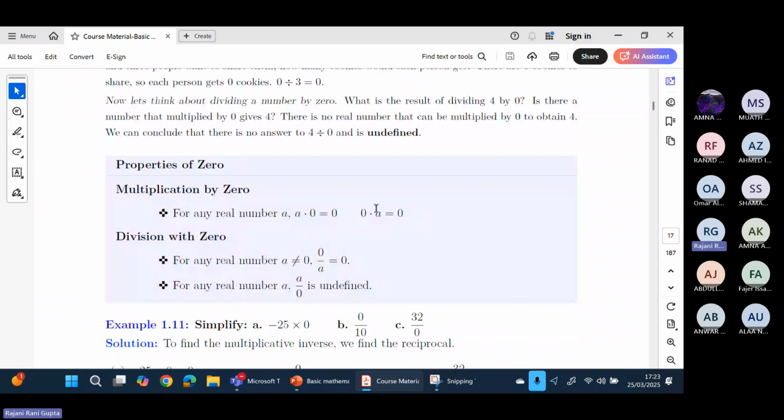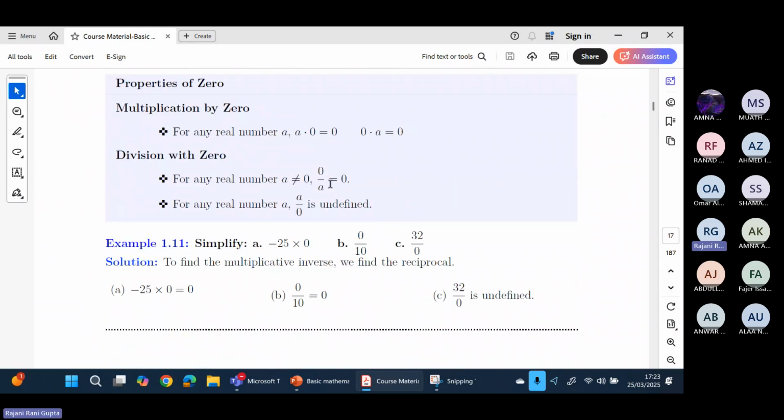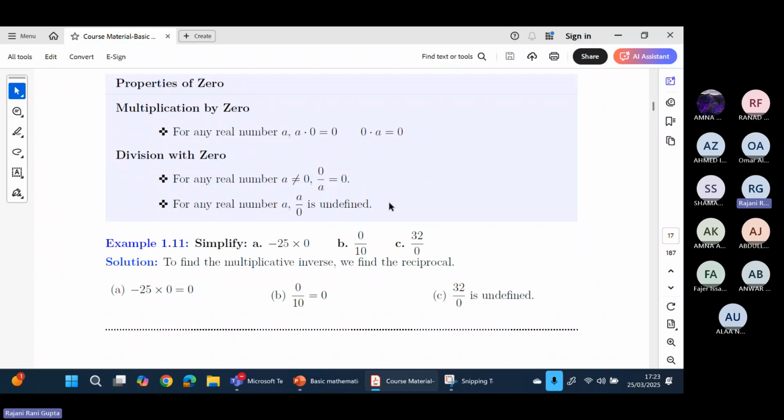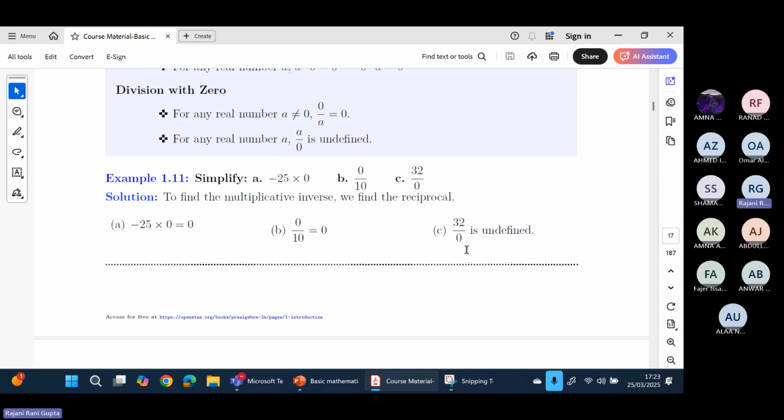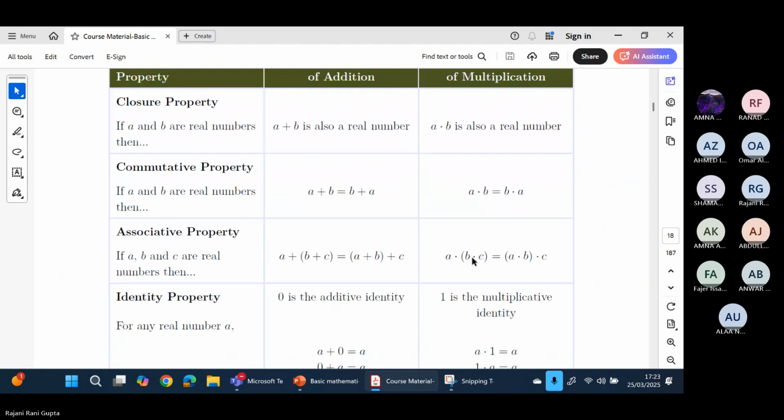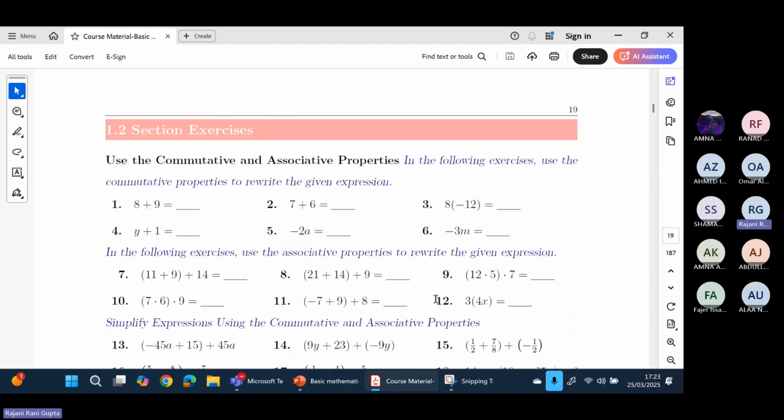Okay, properties for 0. 0 multiplied by any number is 0. 0 divided by any number is 0. But a number divided by 0 is not defined. Like minus 25 multiplied by 0 is 0. 0 divided by 10 is 0. 32 divided by 0 is not defined. Okay, these are the properties.